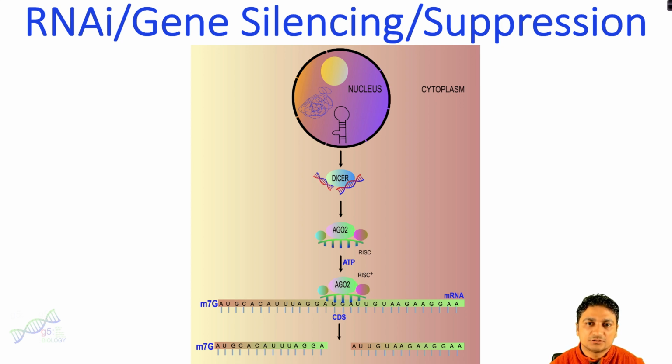This is Saroj Parajuli and today I will be talking about RNAi, or commonly known as RNA interference. We can also call it gene silencing or suppression of gene.